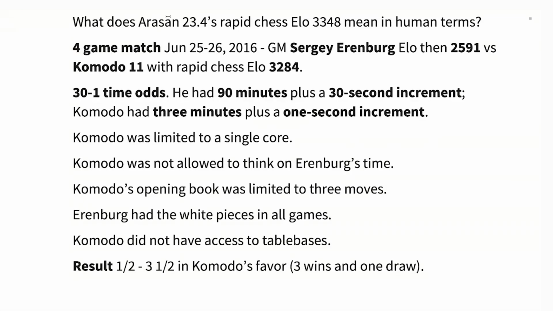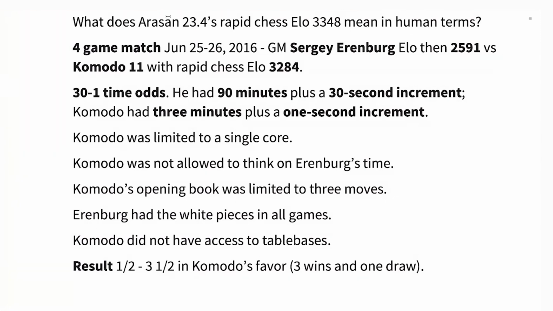Let's consider a match. It was a 4-game match back in 2016. Grandmaster Sergey Ehrenberg, an Elo then of 2591. So a decently strong grandmaster. Definitely beat all of us. That would beat me. He played Komodo 11, which has a rapid chess Elo of 3284.